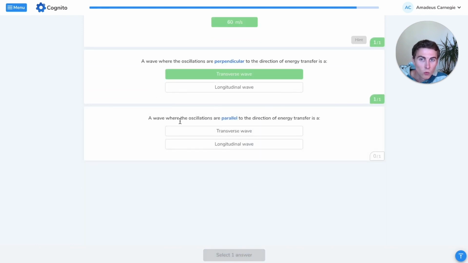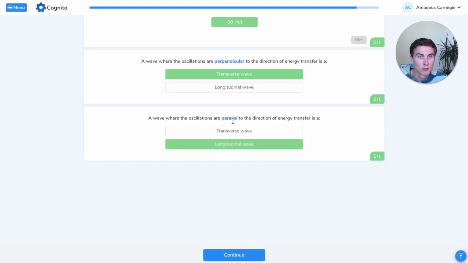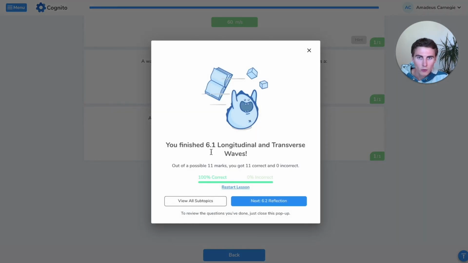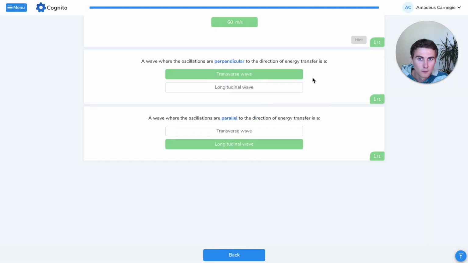Whereas if the oscillations are parallel to the direction of energy transfer, and remember, energy transfer here basically just means the direction it's traveling in, they're both the same, really, then that would be longitudinal. So this is like sound waves rather than electromagnetic waves. And that's it. So we can see it tells us our score, and that's basically the lesson over.